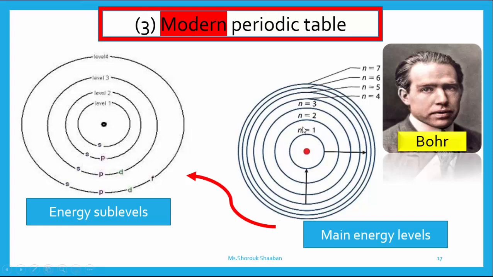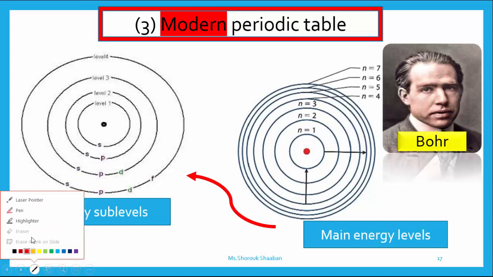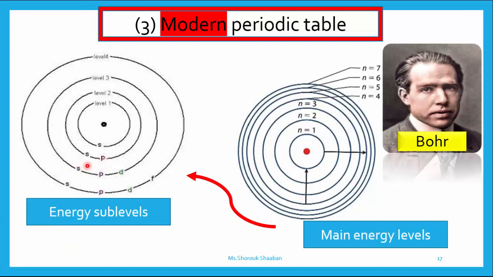For the second level here, number 2, can you see this? We have S and P sublevels. For number 3 here, we have S, P, D sublevels, and so on. So he discovered the main energy levels are maximum 7, and for each level there are energy sublevels.